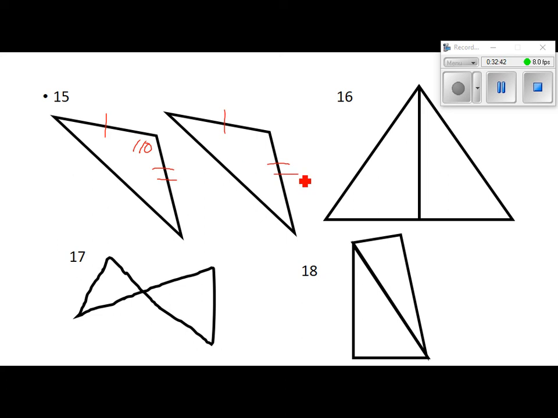Now, we did have a theorem where you can actually deal with two separate triangles. The hinge theorems.